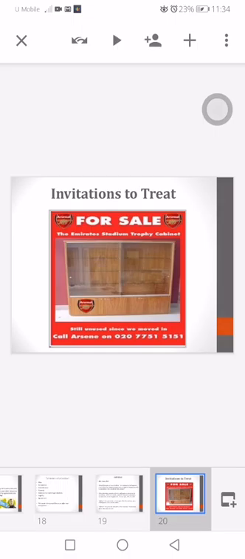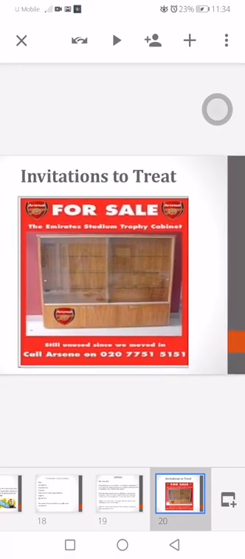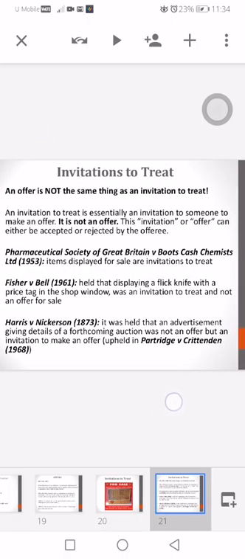So we go to invitation to treat. Okay, as we see, this is an invitation to treat. The difference between an invitation to treat and an offer is that for the invitation, they have no price to show on their poster or anything. But for the offer, they have the price for their contract. An offer is not the same thing as an invitation to treat. An invitation to treat is essentially an invitation to someone to make an offer, and it is not an offer. An offer can be accepted or rejected by the offeree.